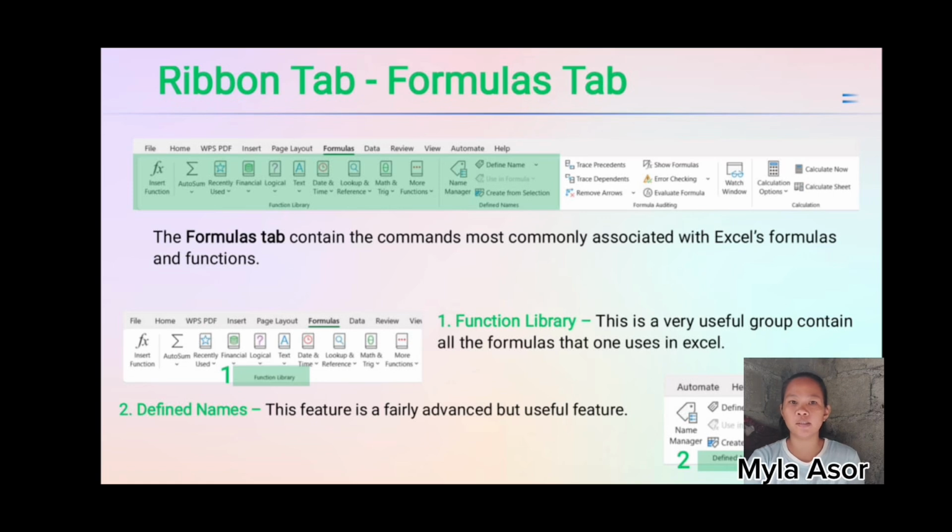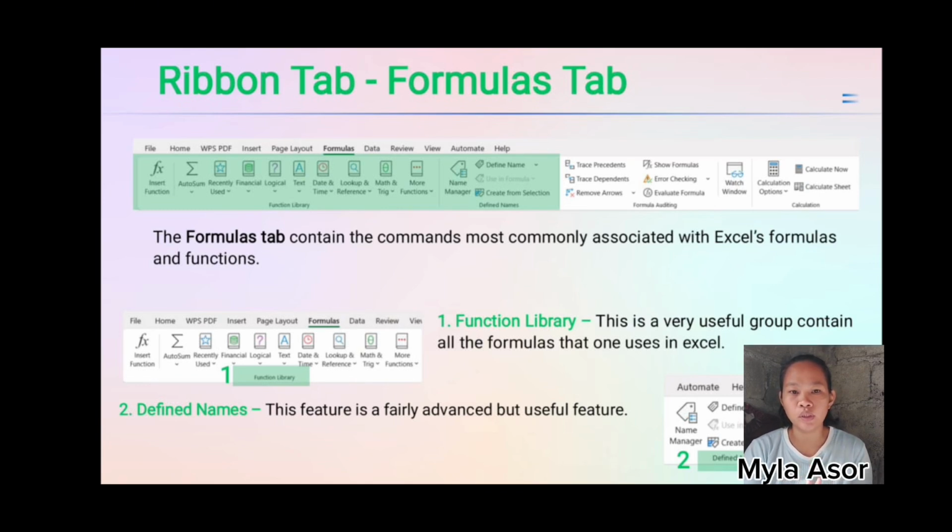And the next one is the Formulas tab. The Formulas tab in Excel is a powerful tool that helps you to work with formulas and functions. And here are the different groups and features in the Formulas tab. So number one is Function Library. This group contains a wide range of formulas and functions organized into categories like financial functions, logical functions, date and time, lookup and reference, math and trigonometry, and other functions. You can also use the Insert Function feature to easily add functions to your cells.